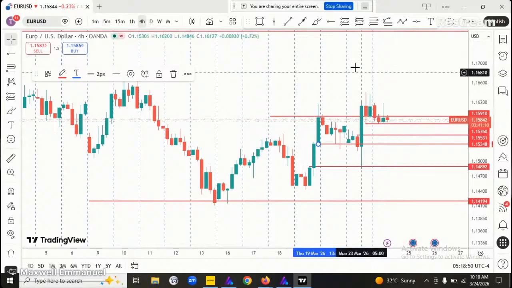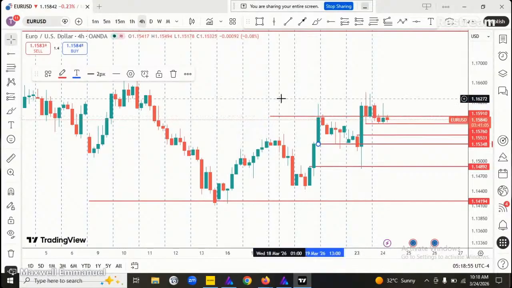Okay, so you can see the dollar has been ranging. There's no clear direction, and that is the impact of the ongoing global crisis that you're seeing in the market right now. Most of the instruments are just ranging, not giving a clear direction. And that's why I advise that if you're trading this period, you should be very conservative. Don't take unnecessary risk.